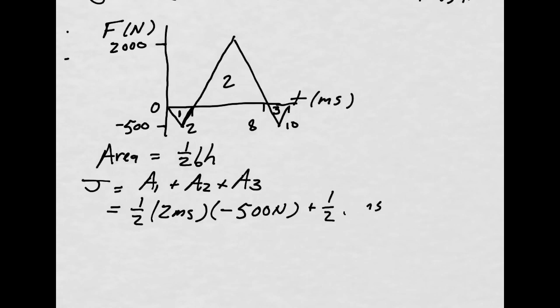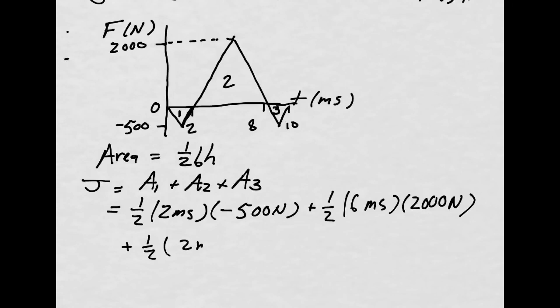6 milliseconds. And our height is 2000 newtons because it goes up to here. And then our third area is 1/2. From 8 to 10 is 2 milliseconds. And again, negative 500 newtons because our height is here.